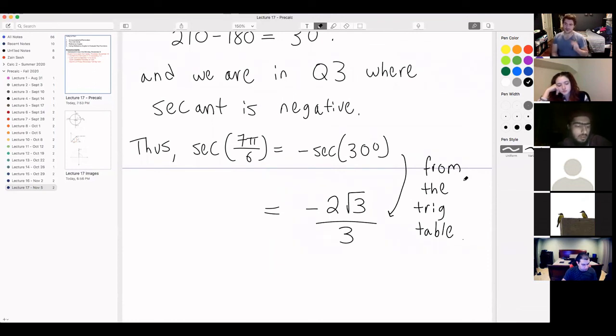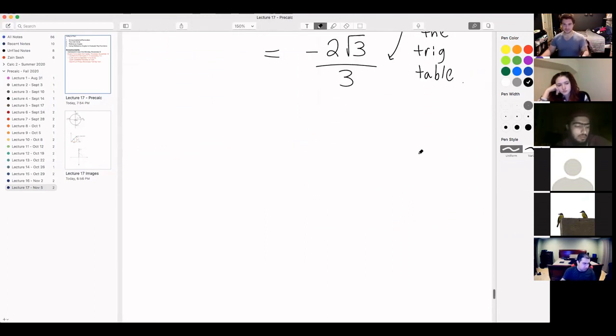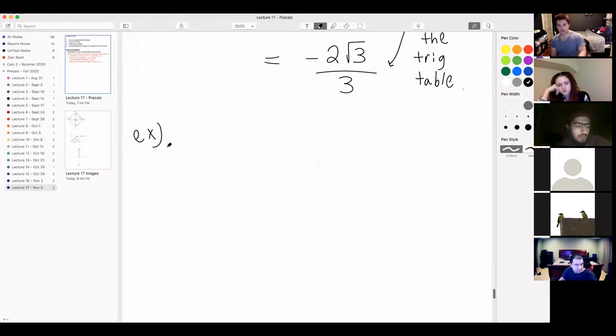All right, so this was very fast. So please stop me or ask me questions. You get a lot of practice on this in the homework too. The last question on the homework is like 8 or 9 of these types of questions. You're going to get a lot of practice with this. All right, we have one last example. Let's find secant of 300 degrees.